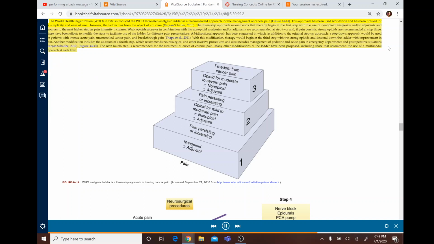The three-step approach recommends that therapy begin at the first step with the use of non-opioid analgesics and/or adjuvants and progress to the next higher step as pain intensity increases. Weak opioids alone or in combination with the non-opioid analgesics and/or adjuvants are recommended at step 2, and, if pain persists, strong opioids are recommended at step 3.